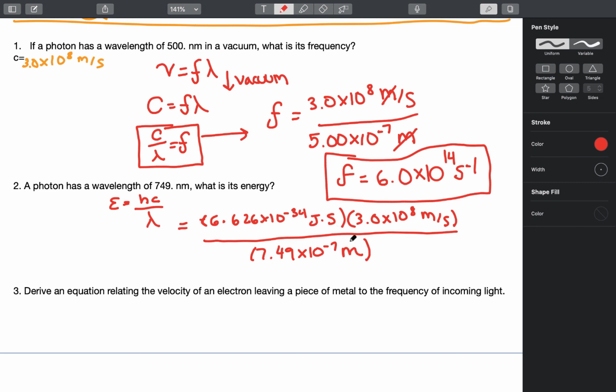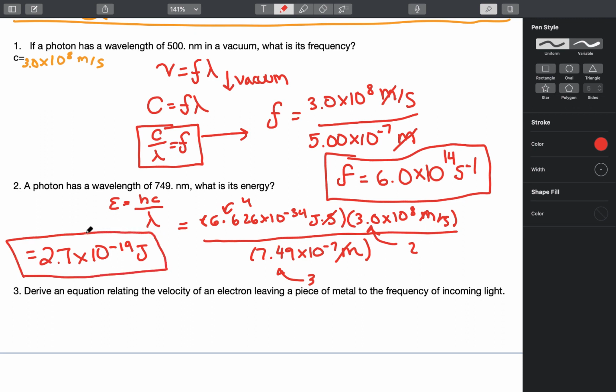So let's cancel out units. Meters cancels out because this is in the denominator and this is in the numerator. Seconds cancels out because this is in the numerator and this is in the denominator, and we're left with joules, the unit of energy. So when you plug this in your calculator and conserve the number of sig figs, because here we have 4, here we have 2, and here we have 3, you should get a value of around 2.7 times 10 to the negative 19th joules. So that is your energy.